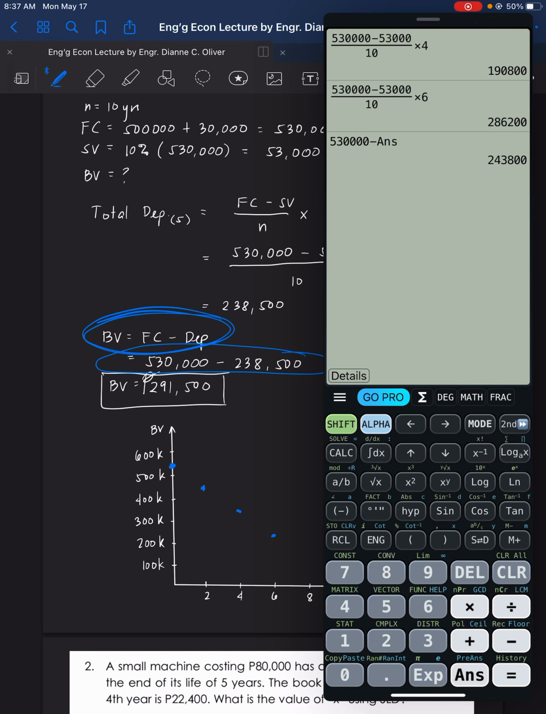Next, let's compute for the depreciation at the 8th year. So at the 8th year, how much is the depreciation? 381,600. Then let's find the book value. That is 530,000 minus the answer, which is 381. So we have 148,400. So we have here 148,400.